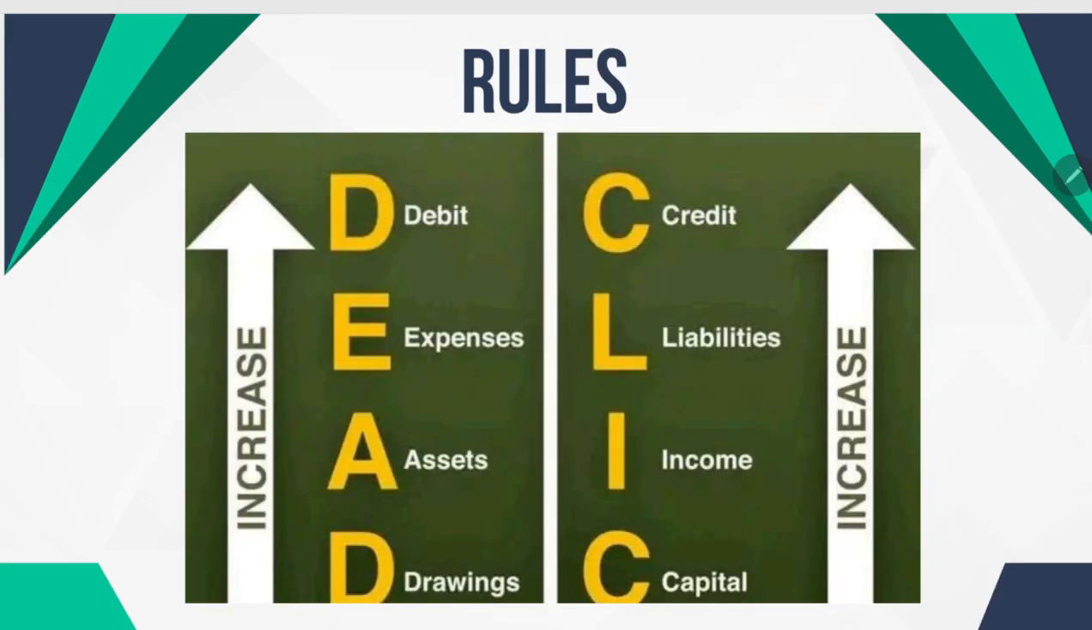Now let us move on to the rules we follow while preparing a trial balance. All expenses, assets, and drawings have debit balances, so they are recorded on the debit side of the trial balance. All liabilities, incomes, and capital have credit balances, so they are recorded on the credit side of the trial balance.